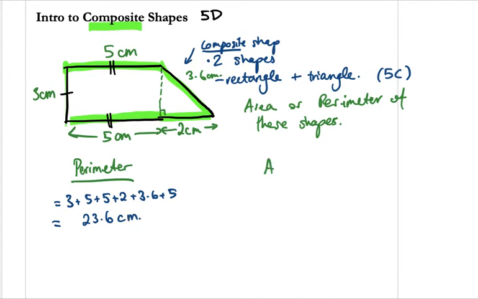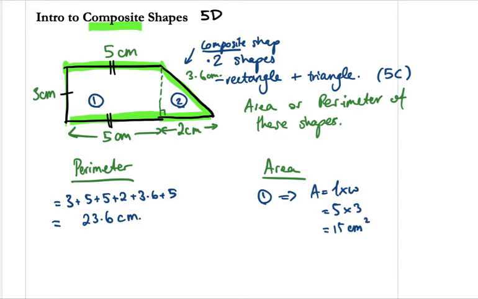Now, area is a little bit different. You may note that we had two shapes, shape 1 and shape 2. So we could work out the area of shape 1, which is length times width. So just refer to your formulas from previous lesson, which is 5 times 3, which is 15 centimeters squared. The area of 2 is a triangle, so half base times height, which is half times 2, times by 3, which becomes 3 centimeters squared.